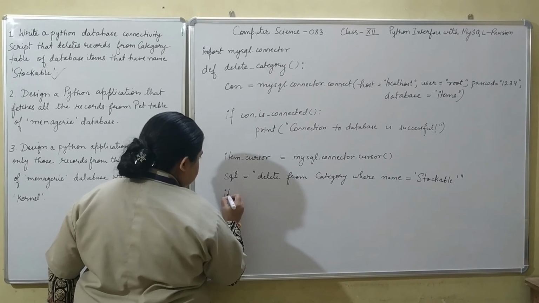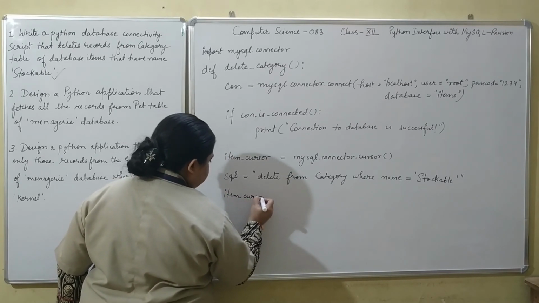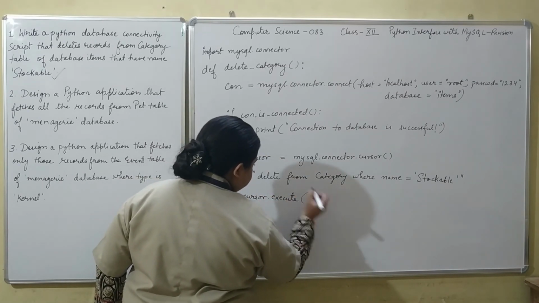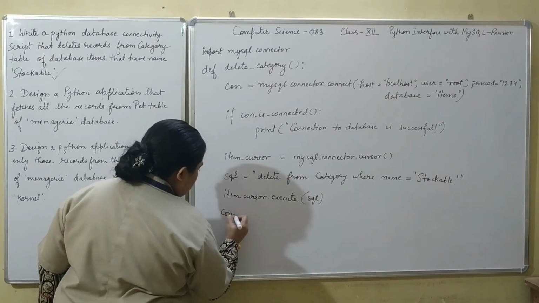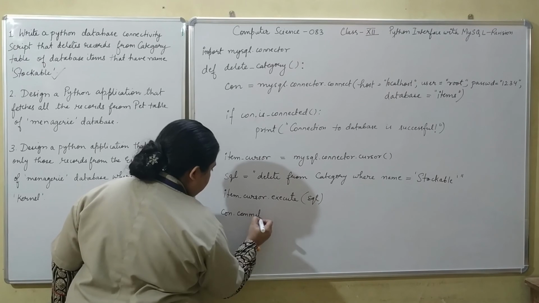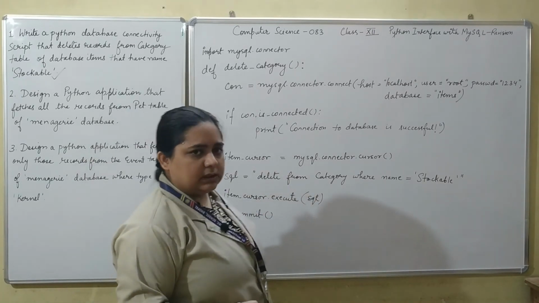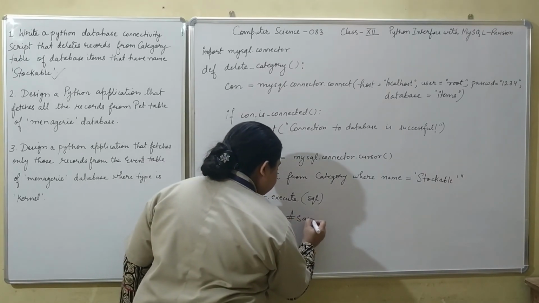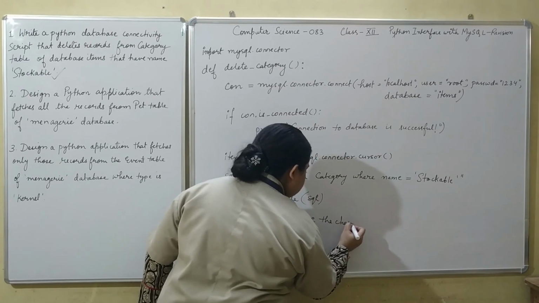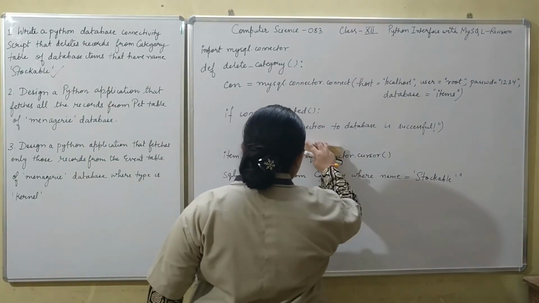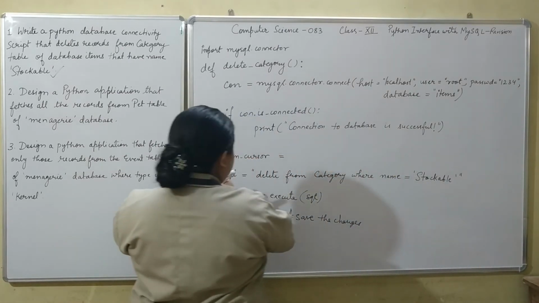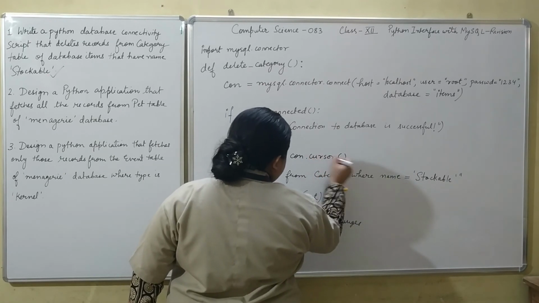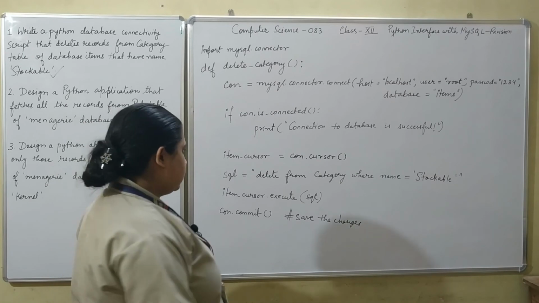So I will be using the cursor object. Item cursor dot execute SQL and con dot commit. This is very important because you are making changes into the database, hence it is important to save the changes. Students, we have made a mistake over here, it won't be MySQL.connector, rather it would be con.cursor. The connection object is going to create the cursor object.